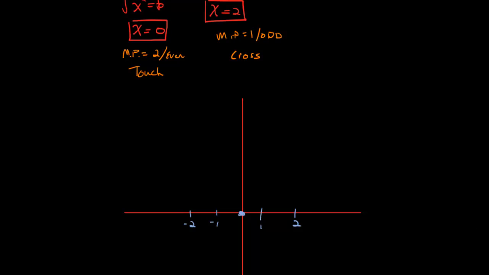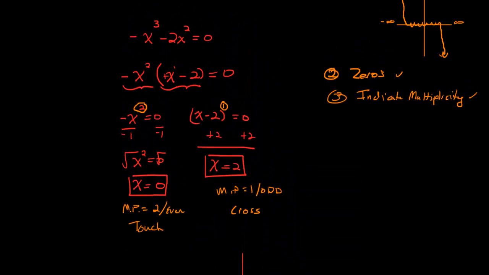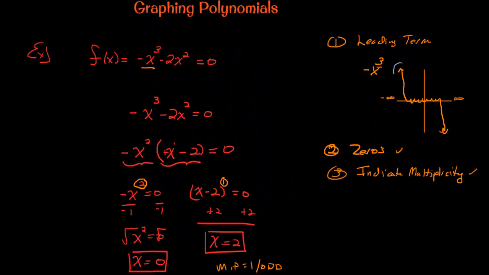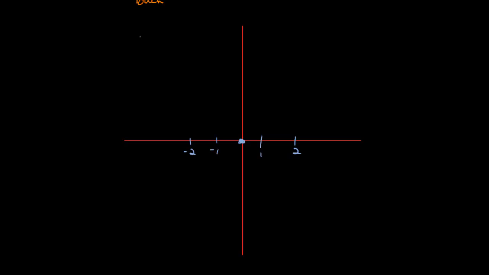And now I have to first look at my leading term analysis. So I scroll back up to the top, and I said, okay, I expect it to start off in quadrant 2 and then end in quadrant 4. So I know I expect to start off at quadrant 2, and I better end off in this quadrant. If I don't, I probably did something wrong.